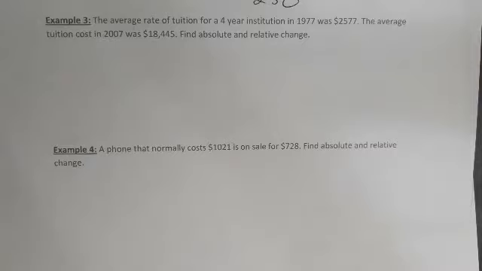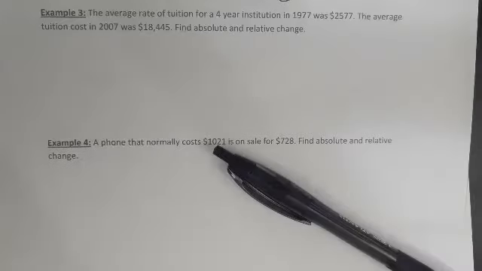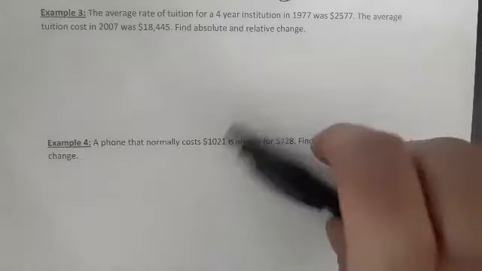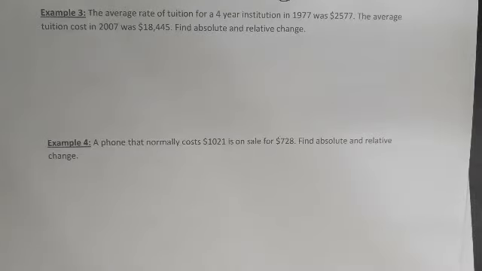Example 3. All right, now we're looking at number 3. The average rate of tuition for a 4-year institution in 1977 was $2577. The average tuition in 2007 was $18,445. Find the absolute and relative change.